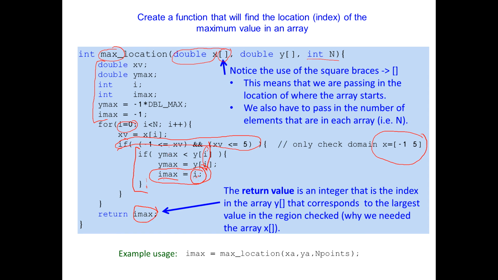Now notice Imax is an integer. So we've defined it to be an integer here. Since we're returning that, our function needs to be of type integer, because we are returning an integer type. The example usage of this is we just pass in our X array, our Y array, and the number of points that are in both arrays. What gets returned is the index of where the maximum value is located.